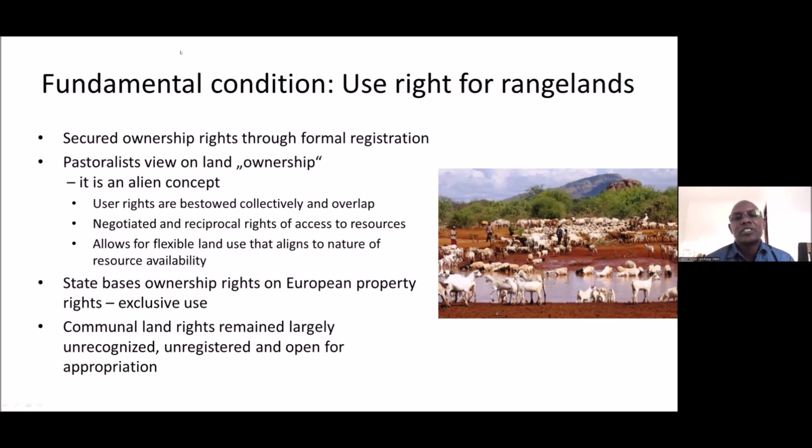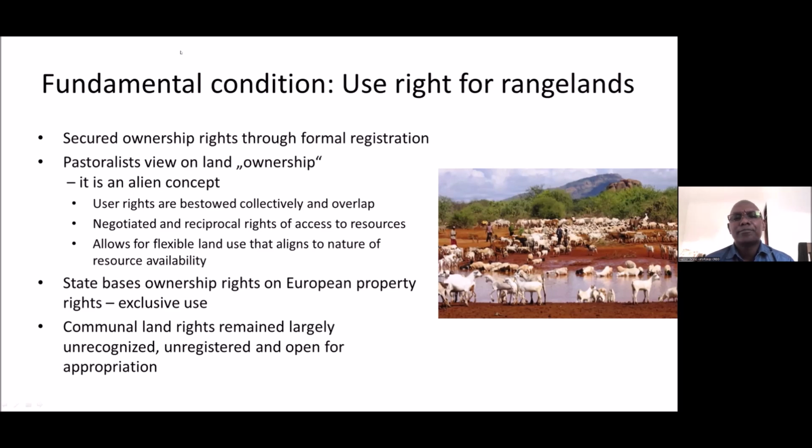For pastoralist communities, of course, land ownership is somewhat an alien concept because the land is a communal resource, and rather than ownership, the emphasis is mainly on user rights that are endowed collectively for territories that are associated with groupings such as clans, families, and ethnic communities.